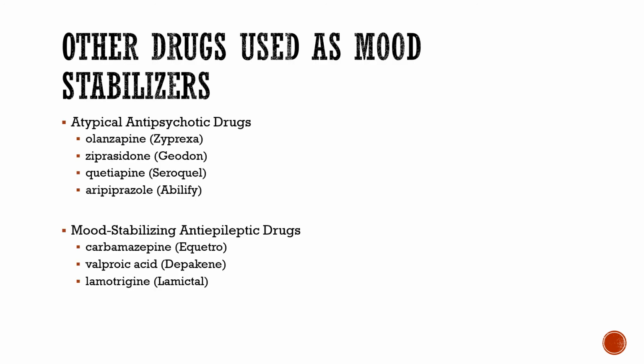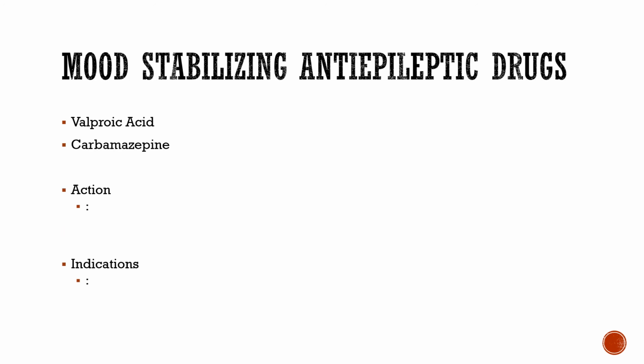Other mood stabilizers that we use: atypical antipsychotics, which we talked about, we do use those as well. Anti-epileptic drugs. We'll talk about seizure medicines later, but we use seizure medicines sometimes not only for seizures, but as mood stabilizers. Valproic acid and carbamazepine are common mood stabilizing medicines. Carbamazepine is also known as Tegretol. Valproic acid is your Depakene.